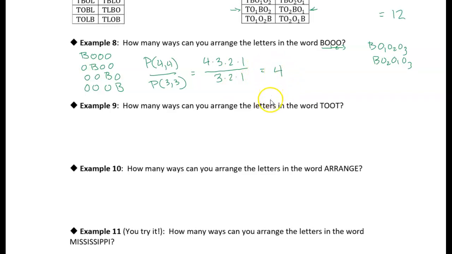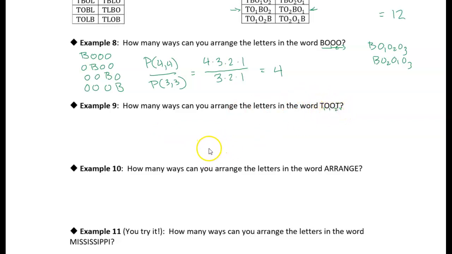Okay. So let's take a look at example 9 at the same time while we're at it. This is again very similar, only now we have the word TOOT. 4 letters again. So what we can do is first of all assume that all of those letters are distinguishable. So we could have T1 and T2 and O1 and O2.